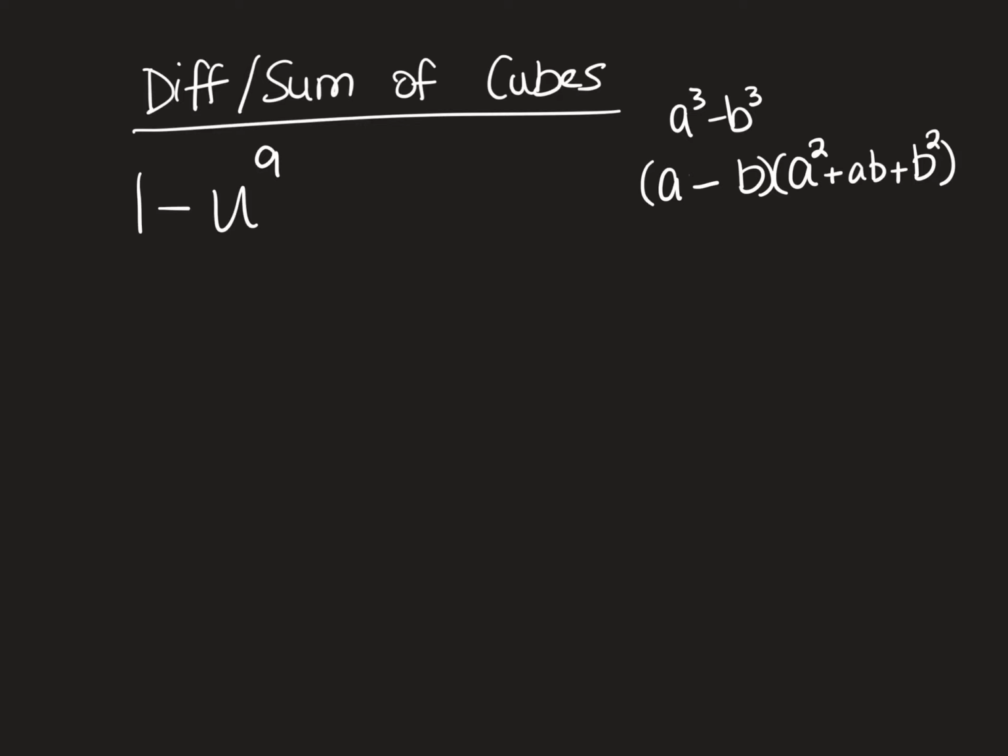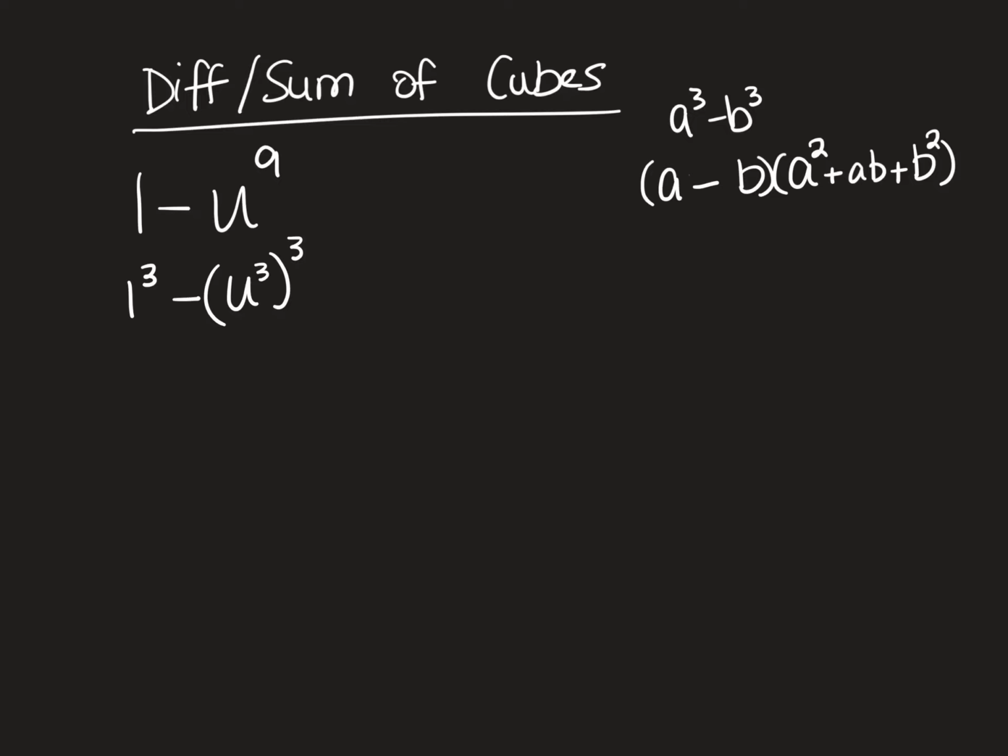That's our pattern. So when I look at 1 minus u to the 9th power, here's what I know. I know that 1 is a perfect cube because 1 times 1 times 1 will give me 1. So this is just 1 cubed, okay? Now we have to think about what cubed would give me u to the 9th. And it's really simple to figure that out. Take your exponent and divide it by 3. So u cubed is what we need to cube in order to get u to the 9th.